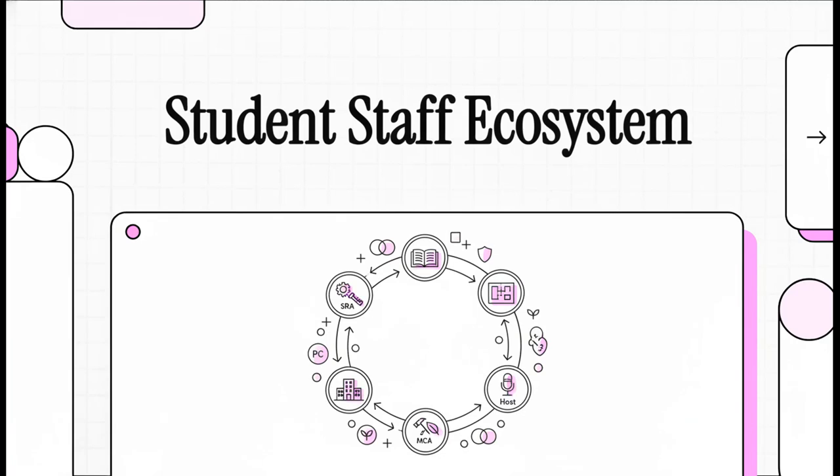Welcome to This Explainer. Today, we're jumping straight into the absolute backbone of any thriving university living environment, the student-staff ecosystem in residence life. You already know managing a residence hall is definitely not a plug-and-play operation. It takes a highly structured, interconnected web of student leaders to keep the whole thing running smoothly. So we're going to break down the 8 distinct roles that make up this ecosystem, look at their specific functions, and see exactly how they all lock together to build a truly successful community.